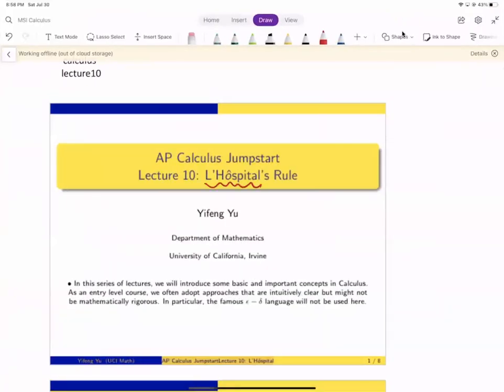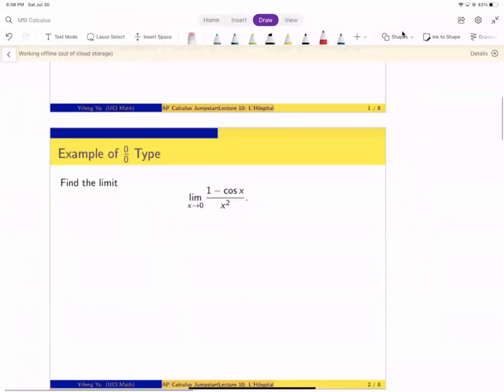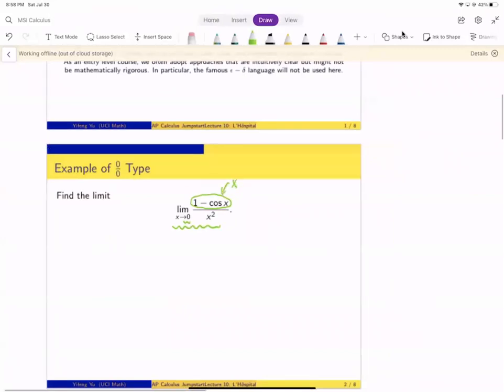There are different scenarios to apply L'Hopital's rule. Here, we just focus on the so-called 0/0 type. Let's look at an example to demonstrate what the 0/0 type is. Suppose we want to find the limit of (1 minus cosine x) over x squared as x goes to 0. If we plug x equals 0 into the numerator, this will be 1 minus cosine 0, that's 1 minus 1, which is 0.